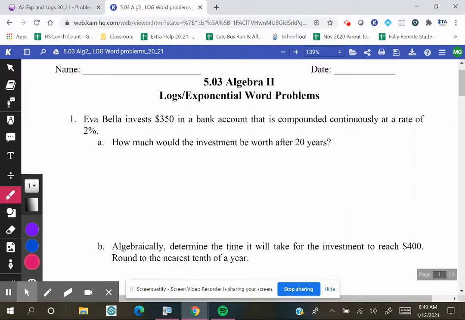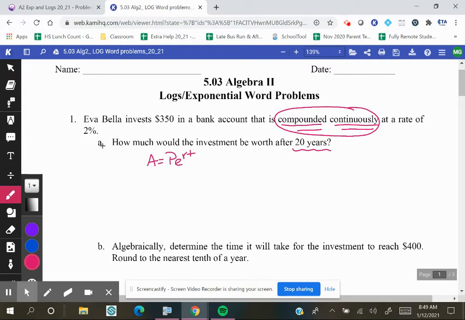All right, so number one, Evabella invests $350 in a bank account that's compounded continuously. So really keywords right here, compounded continuously at a rate of 2%. How much would the investment be worth after 20 years? So as soon as we see compounded continuously, that's when you should be thinking about your formula of A = Pe^(rt). One of those formulas you need to memorize.